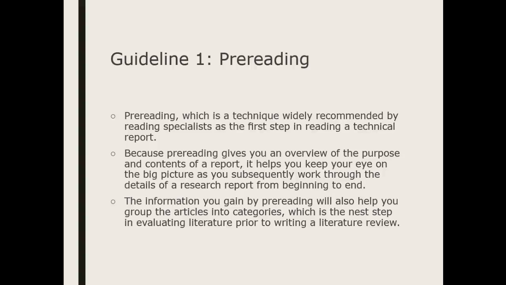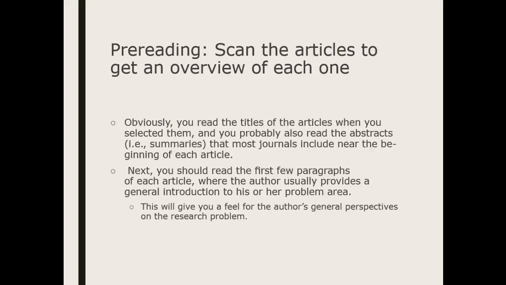So pre-reading is basically focusing on different spots within the articles to get the important information, really to tell you a) if you need the article, if you can use it or not, and b) how you can weave it together with other articles. After reading the titles, it's important to skim through the abstracts. From there, read the first few paragraphs of each article, where the author provides a general introduction about the problem, and that'll give you a feel for the author's perspective on the topic of study.